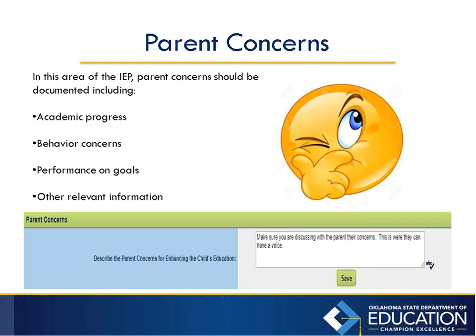So you can ask them, do you have any academic concerns? Do you have behavior concerns? Performance on goals? Other relevant information? Anything. Also, I want to remind you, if a parent says their concern is their child's not reading on grade level, I want you to make sure at the end of the IEP, you go back and say, okay, Mr. Smith, your concern was Johnny's not reading on grade level. We have accommodations, we have services, and we have goals to address that. So we are going to address all your concerns in this IEP.